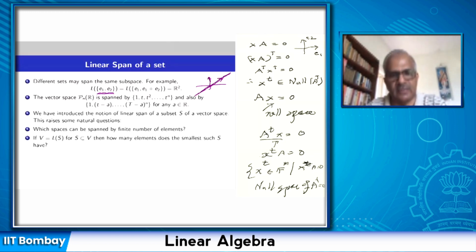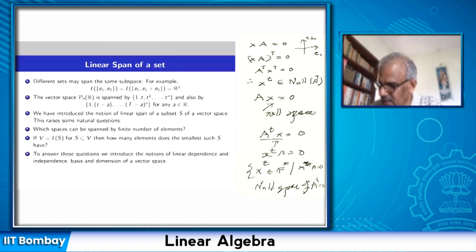So, but then it's not clear. It's not clear at this point whether any two subsets S will have the same number of elements if those subsets have the property that no proper subset of S can give rise to a subspace, the whole space. Okay, so we want to address this question, and in order to do that, we need the very important notions of linear dependence and linear independence, basis and dimension. These are four very important words: linear independence, basis, and dimension of a vector space.